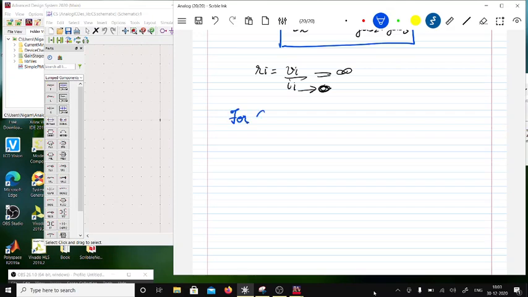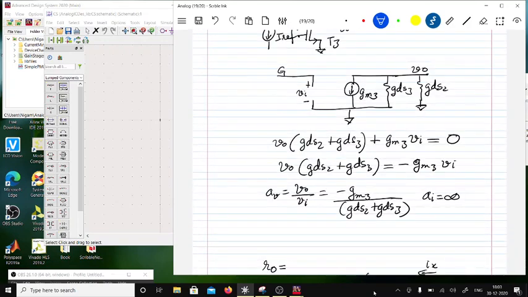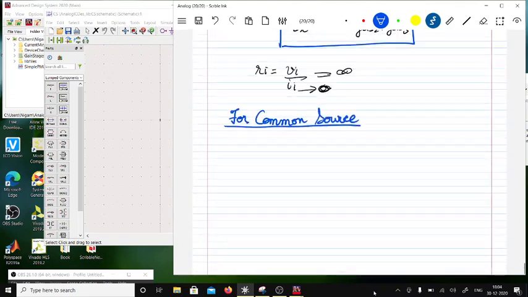Now I'll tell you for common source, and I'll tell you why it is called common source. The reason this is called common source is because the source is common between output and input. Source is a common ground between output and input. So voltages are with respect to source, which is common between input and output. That's why it is called common source.